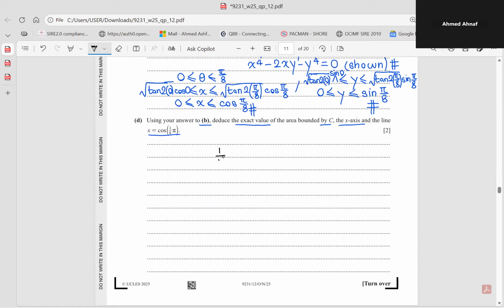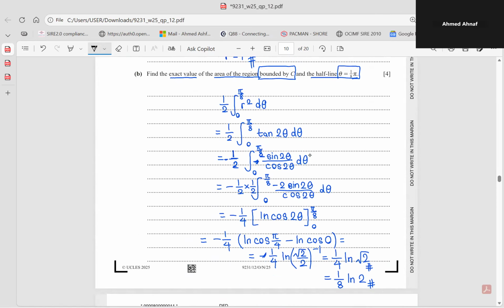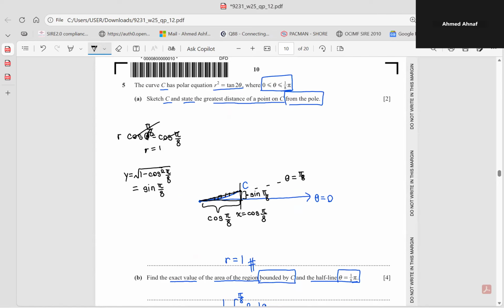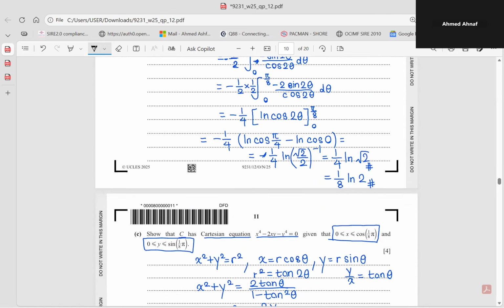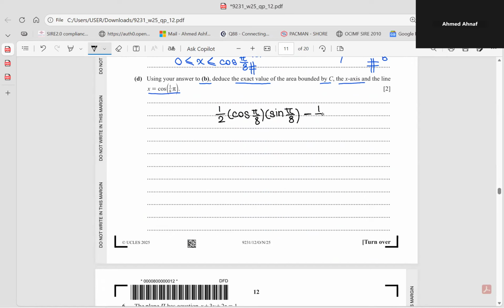So this is half times the base cosine pi over 8 times height sine pi over 8, minus the answer to part B, which is the area bounded by the half line as well as the curve. So that's 1 over 8 ln 2. To find the exact value of this, you can see that it's very similar to the double angle formula for sine. So we're just going to make it in that form.